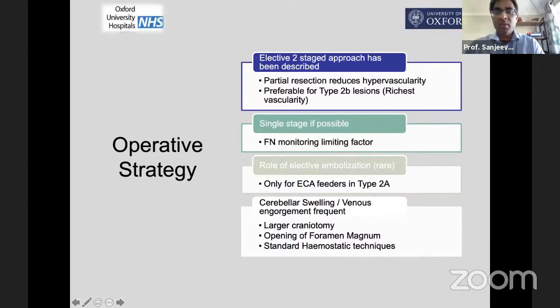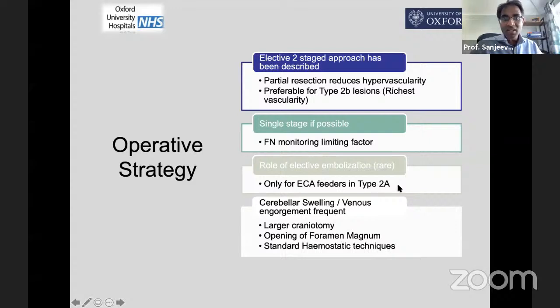So these are some of the things that we've thought about, and you also get from the papers. There's an interesting phenomenon. I think Andres Grotinas spoke about this last time, that for some reason, partially resecting them, even if you don't get the blood vessels, and we saw that in that very first case, reduces the hypervascularity. So they sort of autothrombose. It's not entirely clear why that happens. 2B lesions, as I described earlier, where they're being fed from both systems, are the challenging ones. Wherever possible, even if you can do it in one stage, as in the second case I showed, that's favorable, I think. Obviously, we always want to protect the facial nerve.